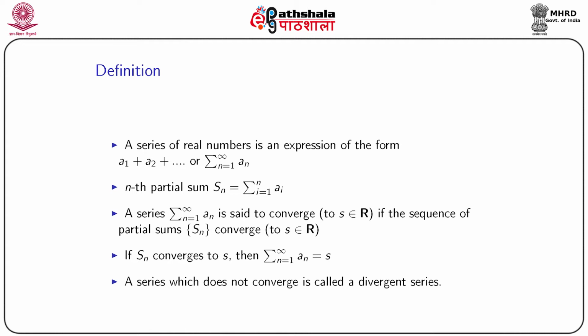A series, the sum over n from 1 to infinity of an, is said to converge to some real number s if the sequence of partial sums converges to s. That is very important. We have to find the partial sums, construct the sequence of partial sums, and then judge the convergence of this sequence. If Sn converges to s, we say the series converges to s, and we write the sum over n from 1 to infinity of an equals s. A series which doesn't converge is called a divergent series.